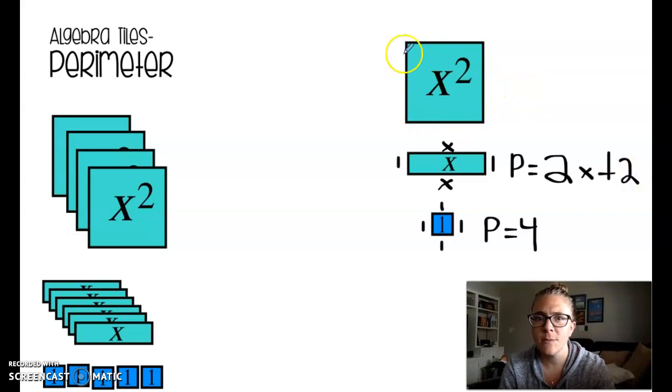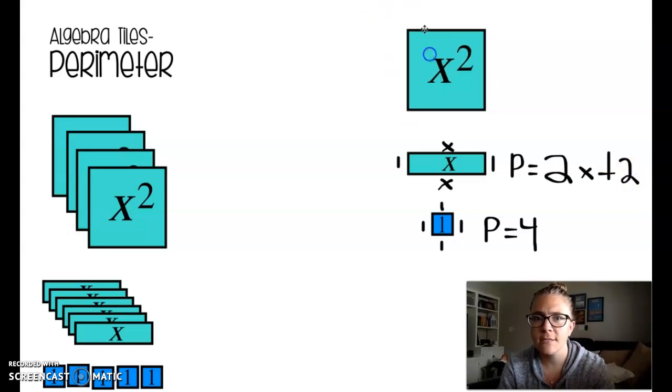Alright, last but not least, we have our x squared tile. So we know here that the height is x because we are unsure of what that length is. Here we have another x, an x, and an x. So if we were to walk around this tile and find the perimeter of this tile, we would have 1x, 2x, 3x, 4x combined. So the perimeter of this tile would be 4x.